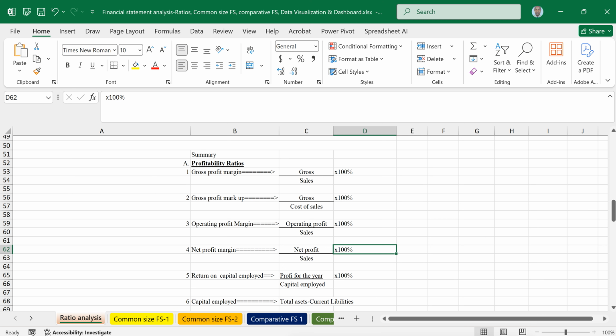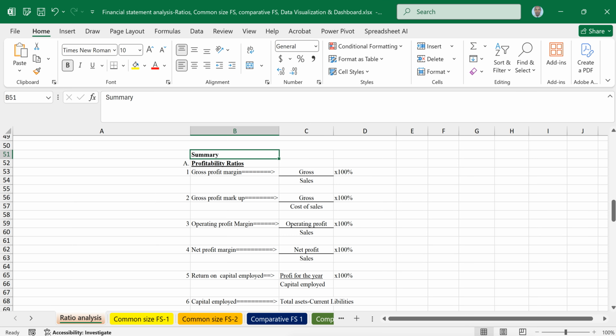Now, ratio analysis. When you talk about a ratio, a ratio is simply one of the tools that are used for financial statement analysis and is usually an expression between variables.